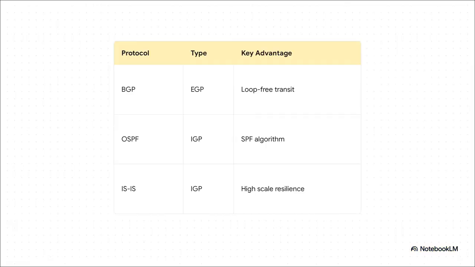To scale a network dynamically, Junos natively supports the absolute heavy hitters of routing. For your external routing, you've got BGP, an exterior gateway protocol. It guarantees loop-free exchange between autonomous systems and, especially when you pair it with Junos routing policies, it's your go-to tool for enforcing peering and transit agreements. Then, for internal routing, you have two amazing link-state interior gateway protocols. There's OSPF, which uses the shortest path-first algorithm developed by the IETF, and then there's ISIS, which uses the exact same Dijkstra algorithm, but was implemented in Junos specifically to tackle issues of massive scale, fast convergence, and high resilience.